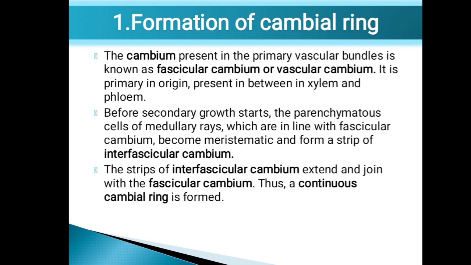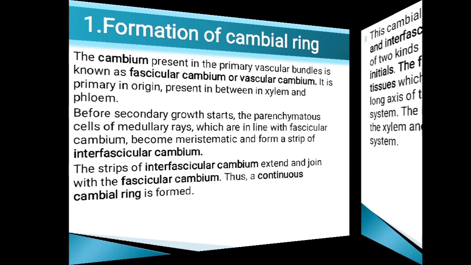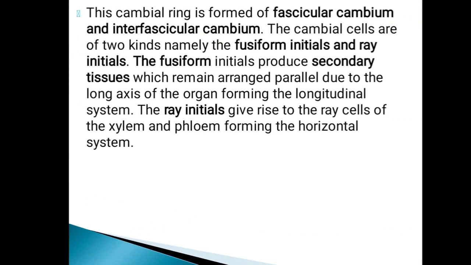Before secondary growth starts, the parenchymatous cells of the medullary rays, which are in line with the fascicular cambium, become meristematic and form a strip of interfascicular cambium. Now these two strips, that is interfascicular cambium and fascicular cambium, join to form a ring. Thus a continuous cambial ring is formed. So this cambial ring is now formed of fascicular as well as interfascicular cambium.